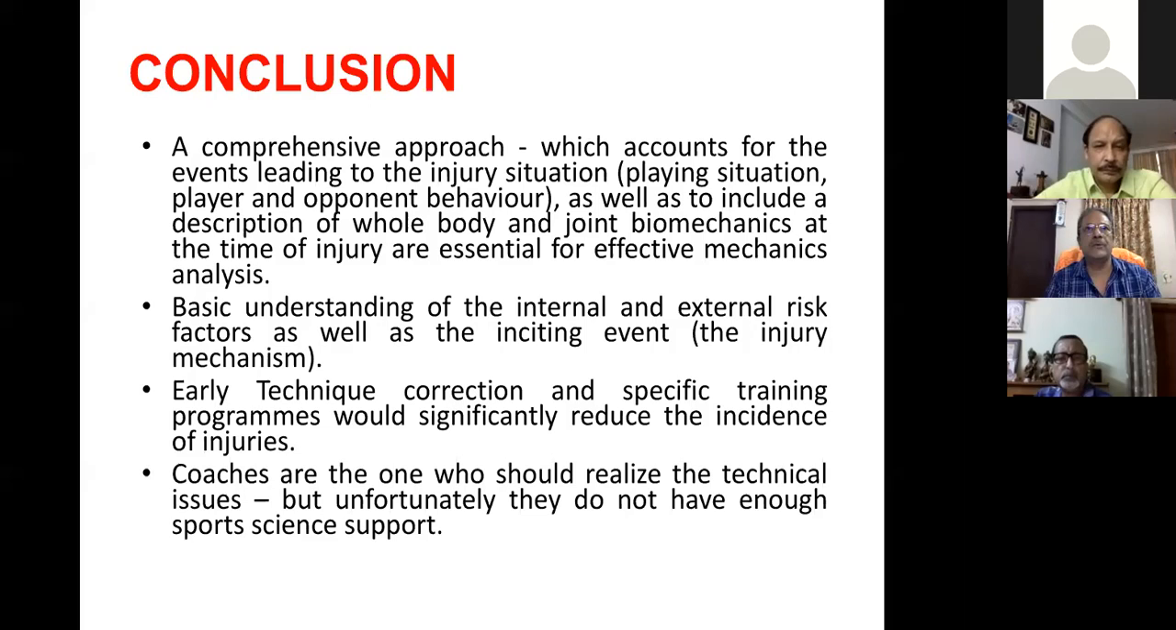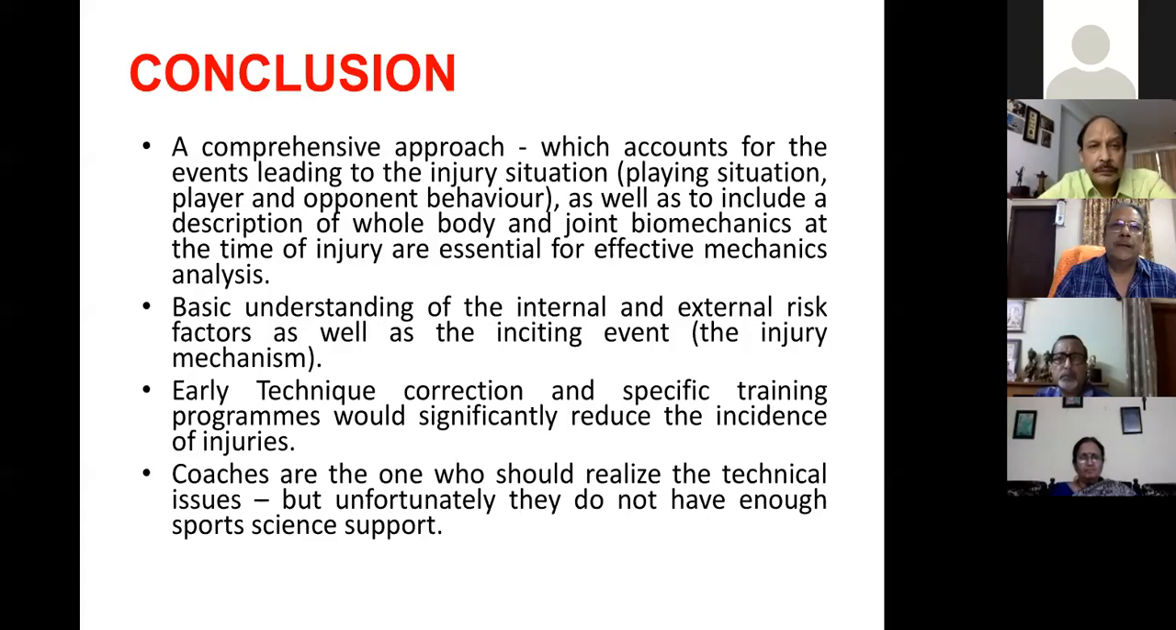Coaches are the ones who should realize the technical issues, but unfortunately they do not have enough sports science support. So probably more sports scientists should come into the country, people who are doing sports and exercise degrees or even physical education degrees. They should come in as sports scientists and help the athletes to improve performance. With this, thank you very much.